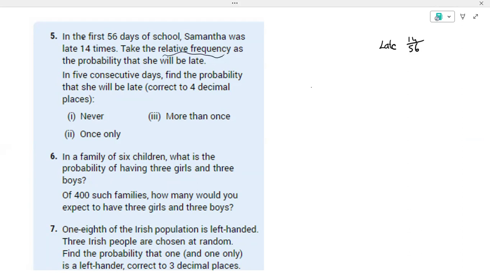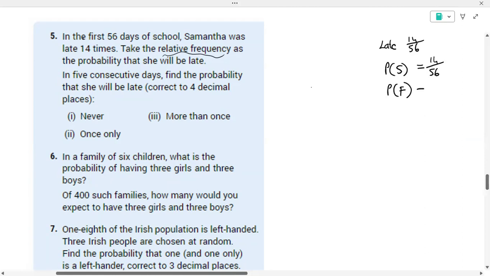Now, in 5 consecutive days, find the probability she will be late. Correct to 4 decimal places. Never, only once, more than once. Now, I know this sounds a bit strange, but we're going to call success being late. I know we don't associate being late with success, but it doesn't matter. It's in the eyes of maths. We're not making a judgment about whether it's good or bad. So the probability of success, so the probability of being late is 14 out of 56.